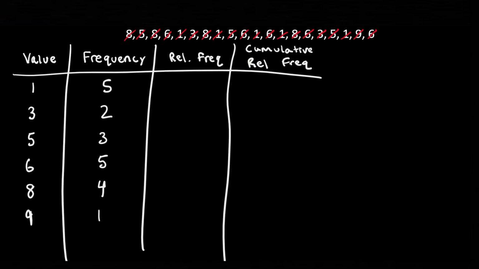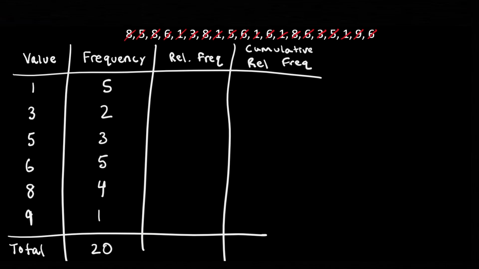Relative frequency tells us the proportion of our dataset that is a specific value. So we can find this by dividing the frequency of a value by the total frequency. Let's create a row called total. So the total frequency is just the sum of the frequency column. So 5 plus 2 plus 3 plus 5 plus 4 plus 1 is 20.